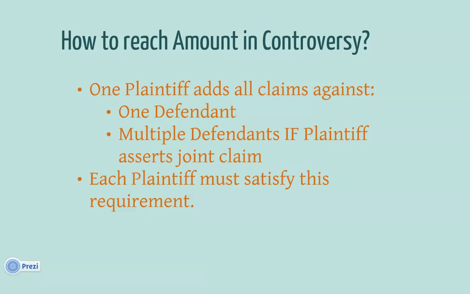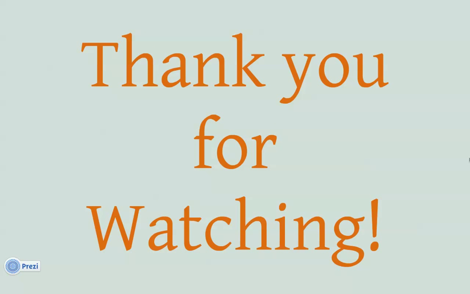And each plaintiff must satisfy this amount in controversy requirement. So if there's a case where there are 2 plaintiffs, you have to do this amount in controversy test for each plaintiff by himself. So if one plaintiff is alleging $80,000 in damages, the other plaintiff is only alleging $30,000 in damages. You don't get to add those 2 plaintiffs' claims together. You have to look at them individually, and you would say that the second plaintiff had not met the amount in controversy. So that concludes our analysis of diversity of citizenship jurisdiction.